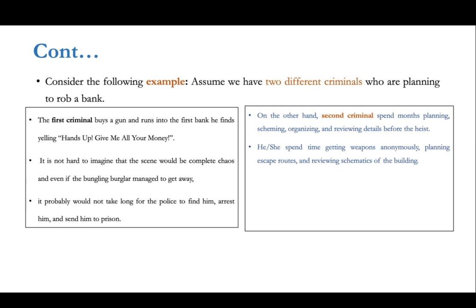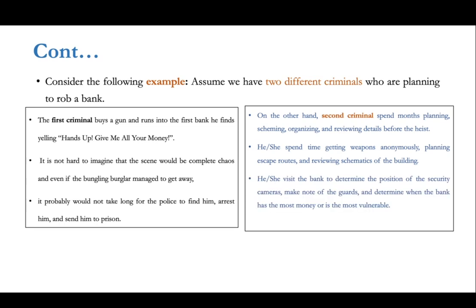They visit the bank to determine the positions of the security cameras and make note of the guards who are working there and what their shifts are, and determine when the bank has the most money or at what time it is most vulnerable. Clearly the second criminal has the better chance of getting away with the money. It should be obvious that the difference between these two examples is preparation and homework.